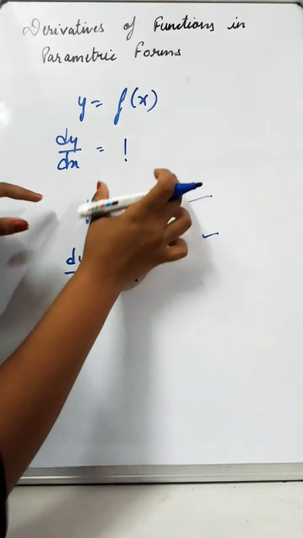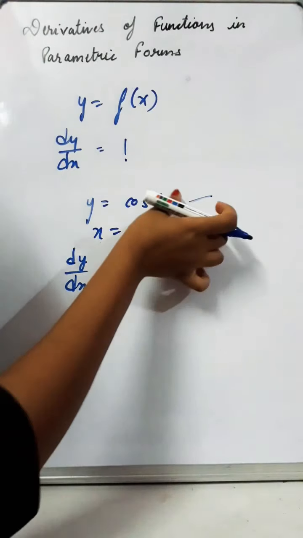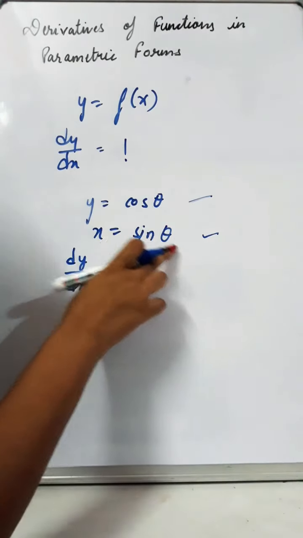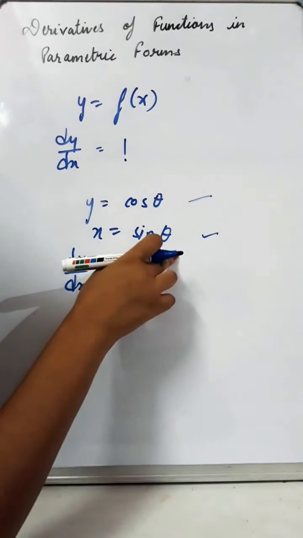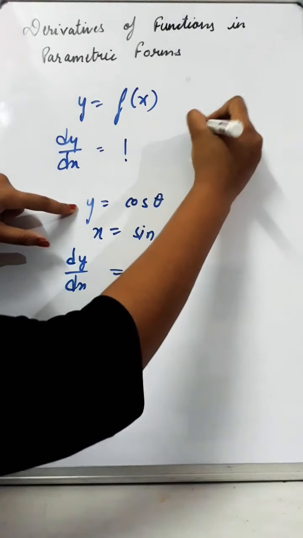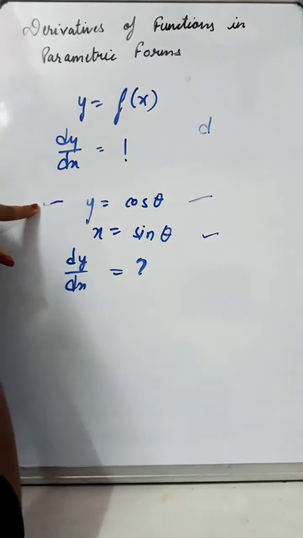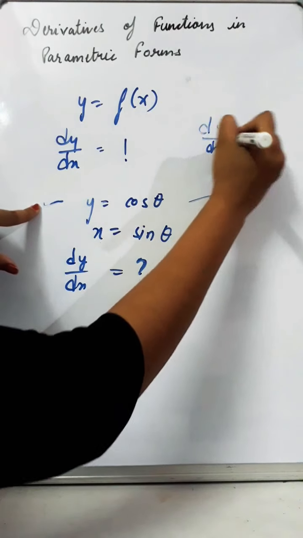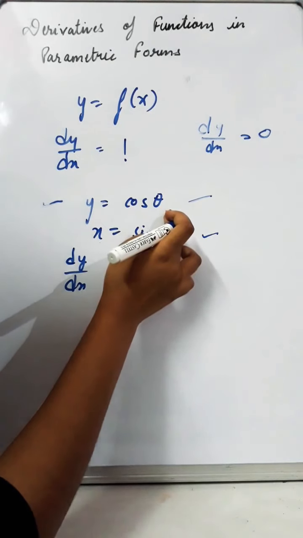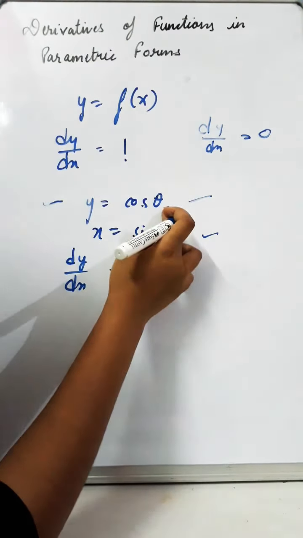Both have one thing in common: the variable that is used, the parameter here, is theta. The parameter is theta for y, and the parameter for x is also theta. So if you are going to differentiate dy/dx taking this equation into consideration, you will get dy/dx is 0, because this term is independent of x, so it is a constant one. So ultimately you are going to get 0.